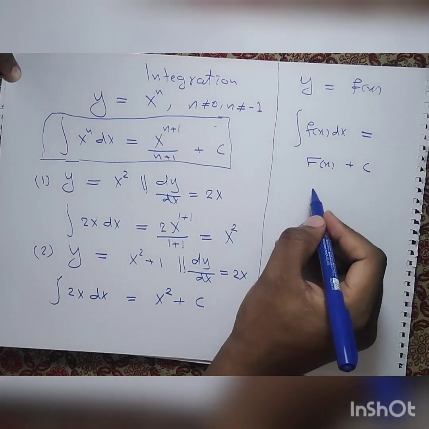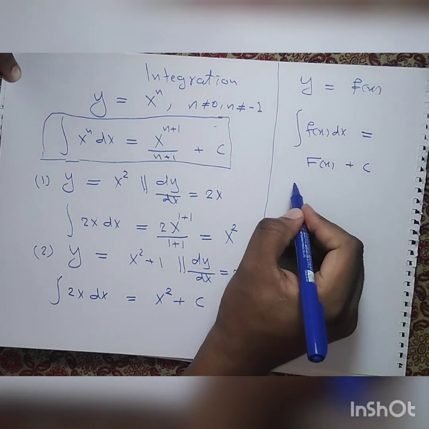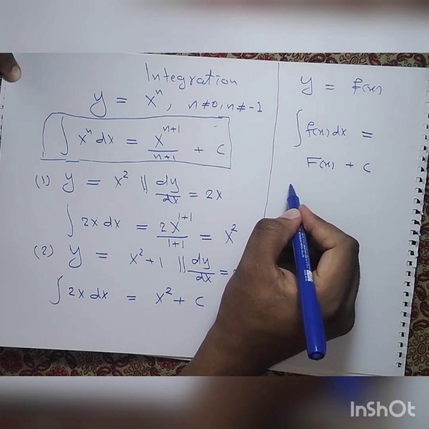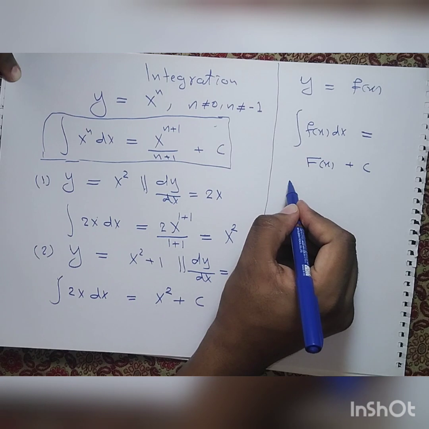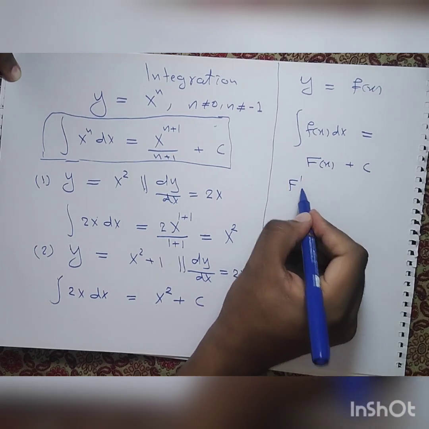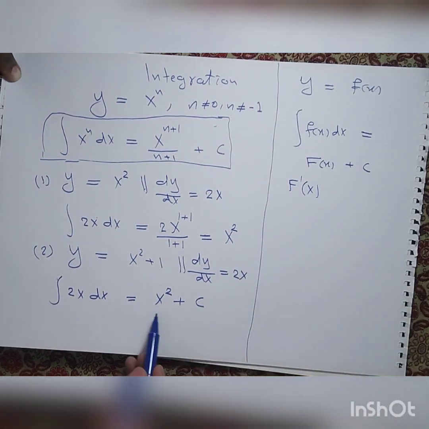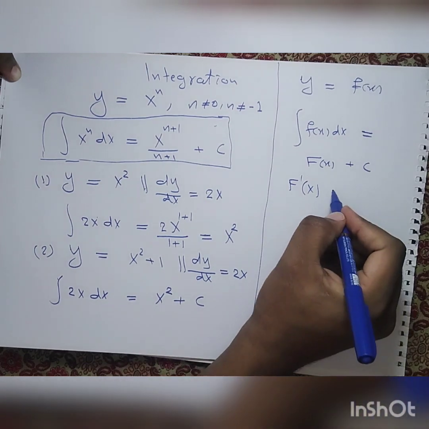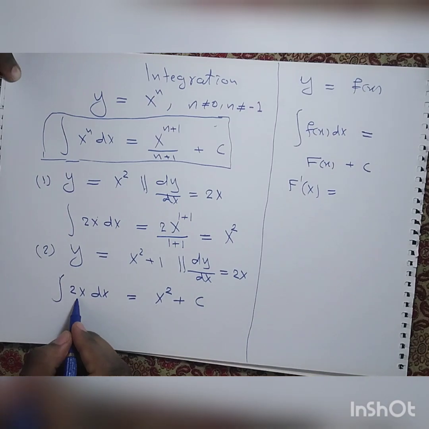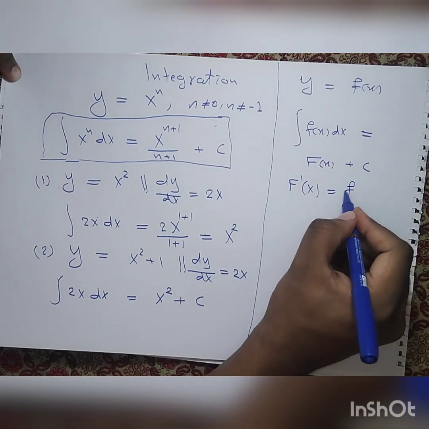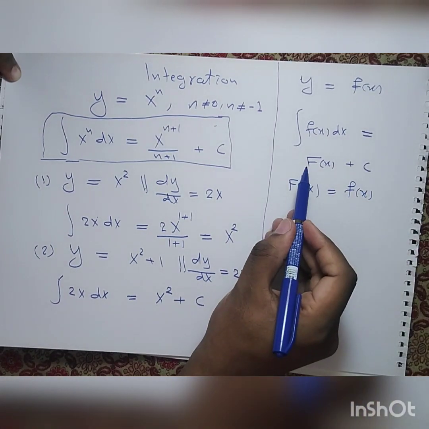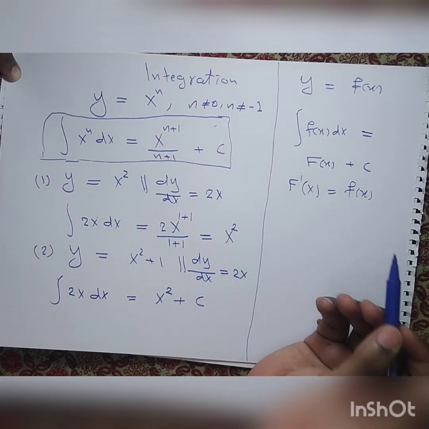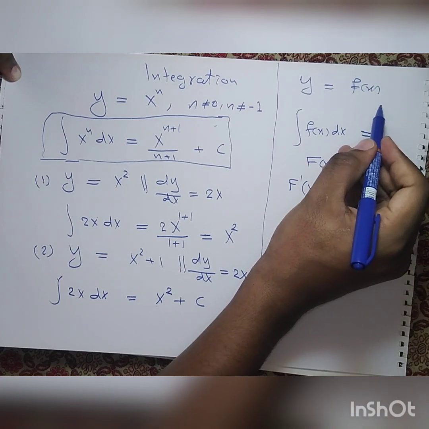So the integral of a function gives a function plus a constant, such that when we differentiate this function, we get back the function we integrated, which here is 2x. That means the derivative of capital F is equal to f of x. So this is a kind of fundamental thing.